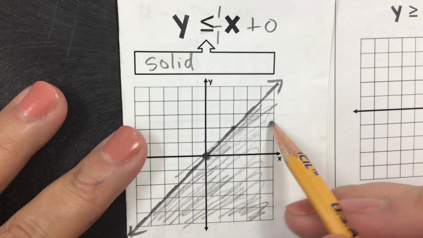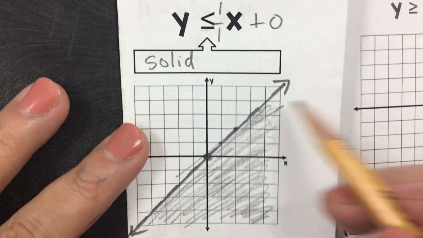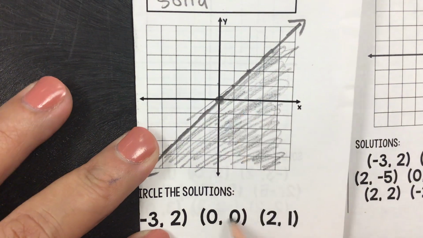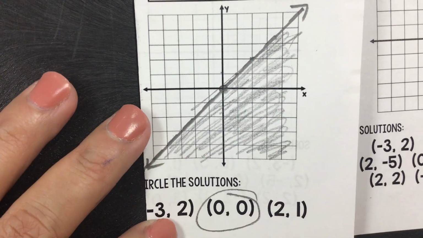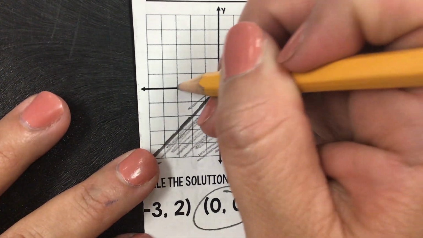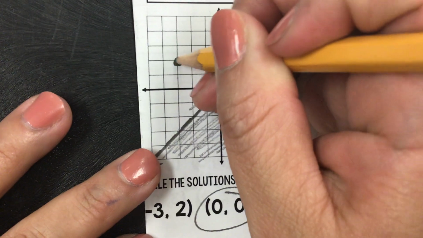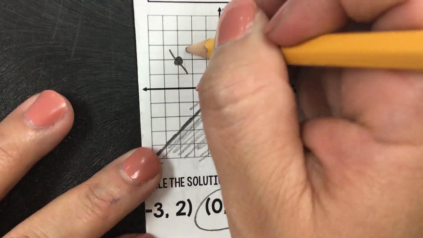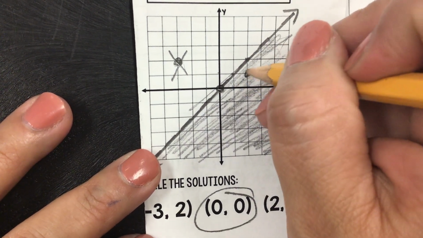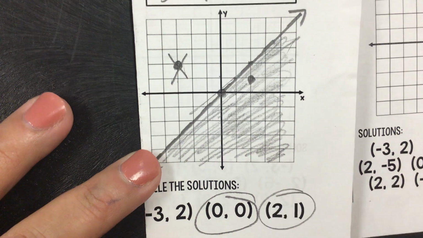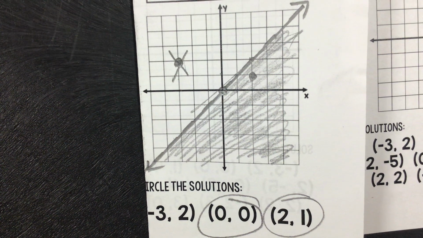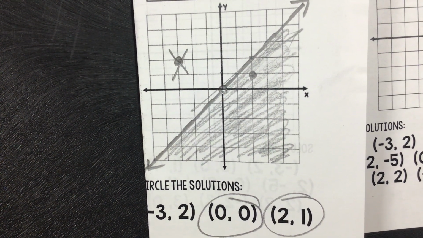Anything on that line is part of the solution set. So 0, 0 is now part of the solution because it's on an included line. -3 and 1, 2, 3, up to 1, 2 is not part of the solution set. Let's try 2, 1, 2, 1. That is part of the solution set because it's in the shaded region. So if it's on a solid line, it will be part of the solution set.